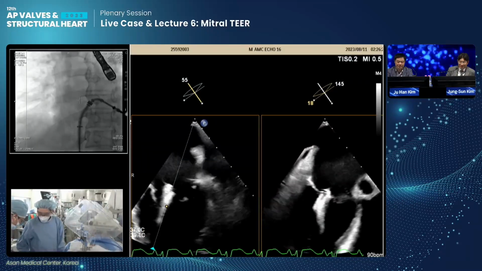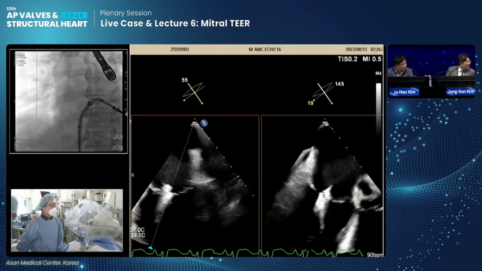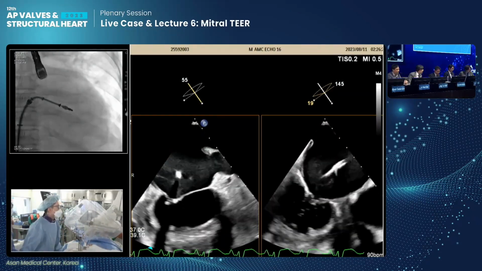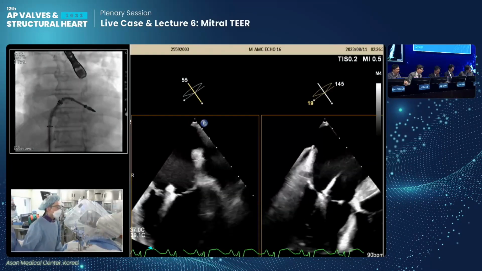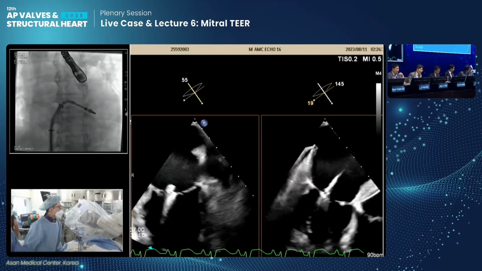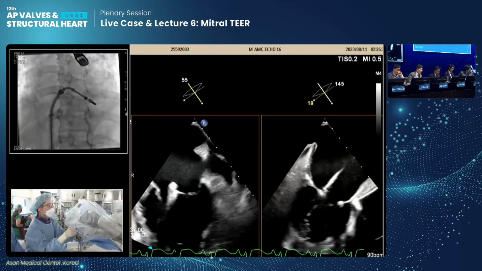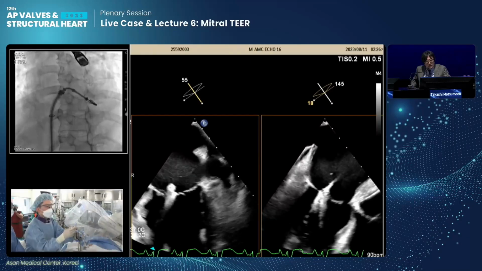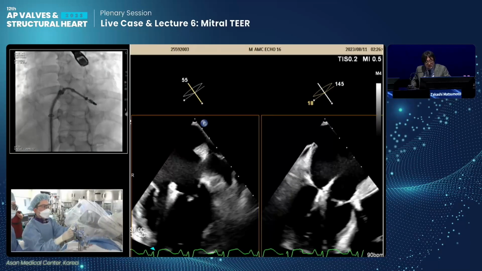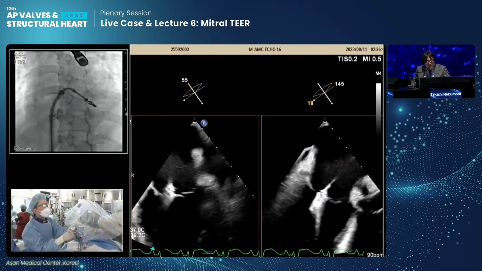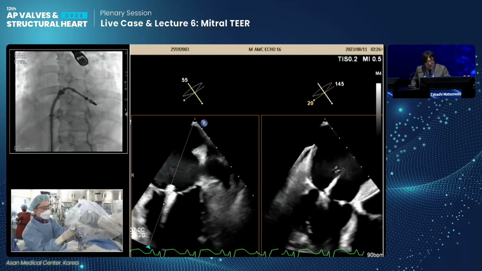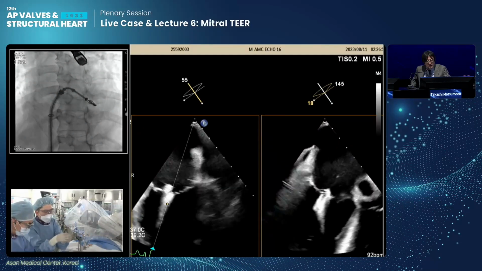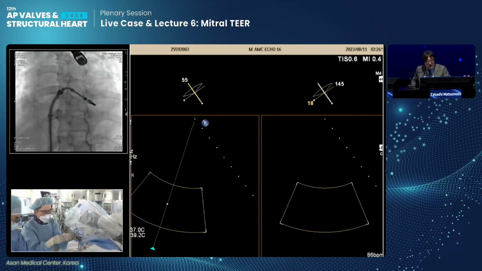So one concern, actually this is a one clip case, but one concern is this patient is now dry rather than usual. So just in case MR gets worse after the procedure, we can increase blood pressure and make sure that MR doesn't get worse. That's a very good idea. But I think the blood pressure of this patient is already high.